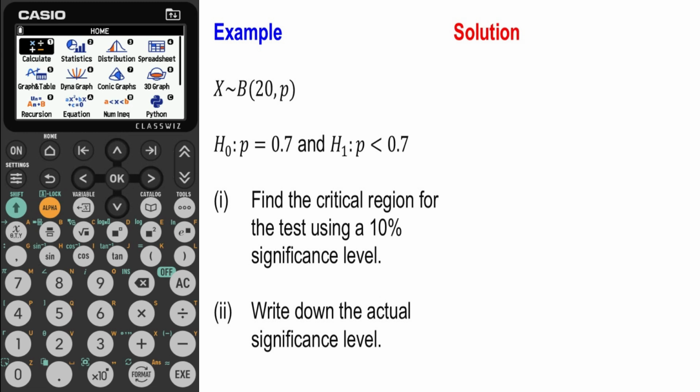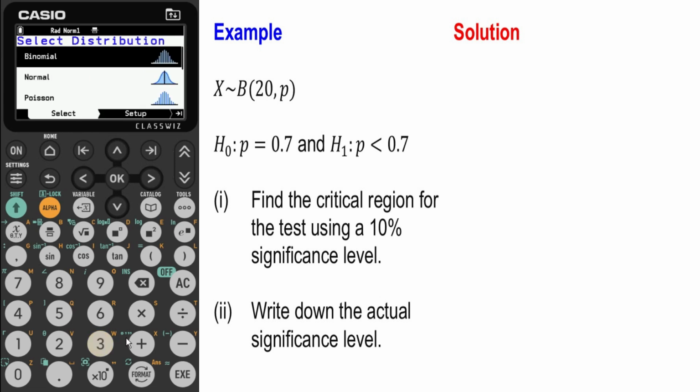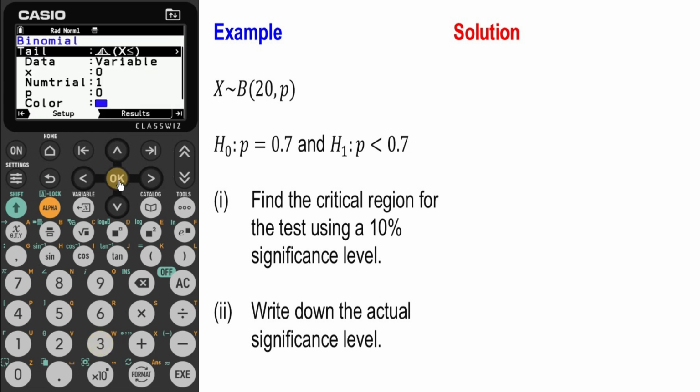Here we have a one-tailed test. Let's go to the distribution application. Let's select binomial. Here, because we have p is less than 0.7, the tail is as shown here. We will leave x for now as 0. The num trial, we will set that to be 20, and p is 0.7.